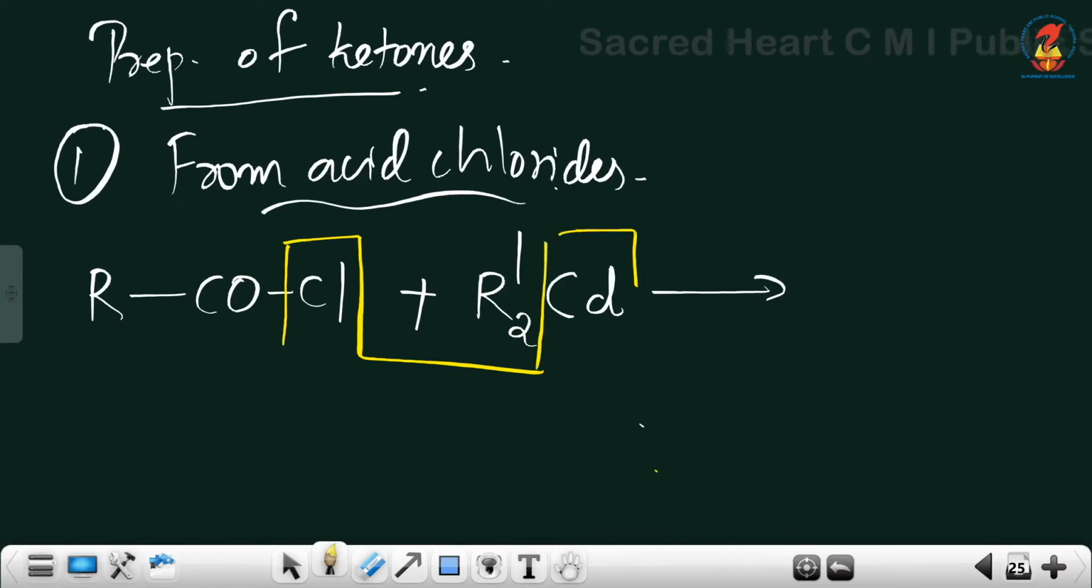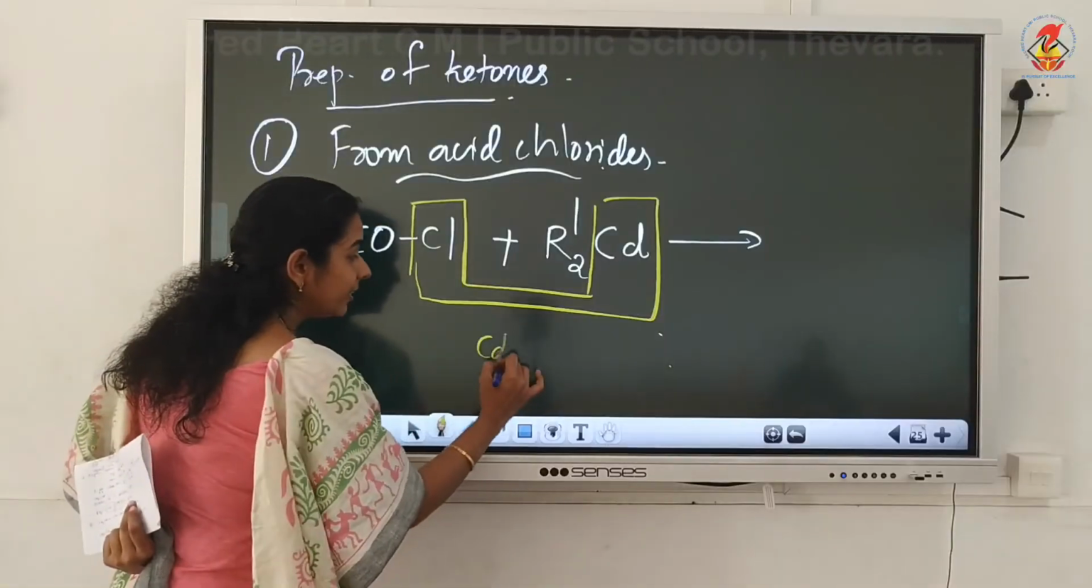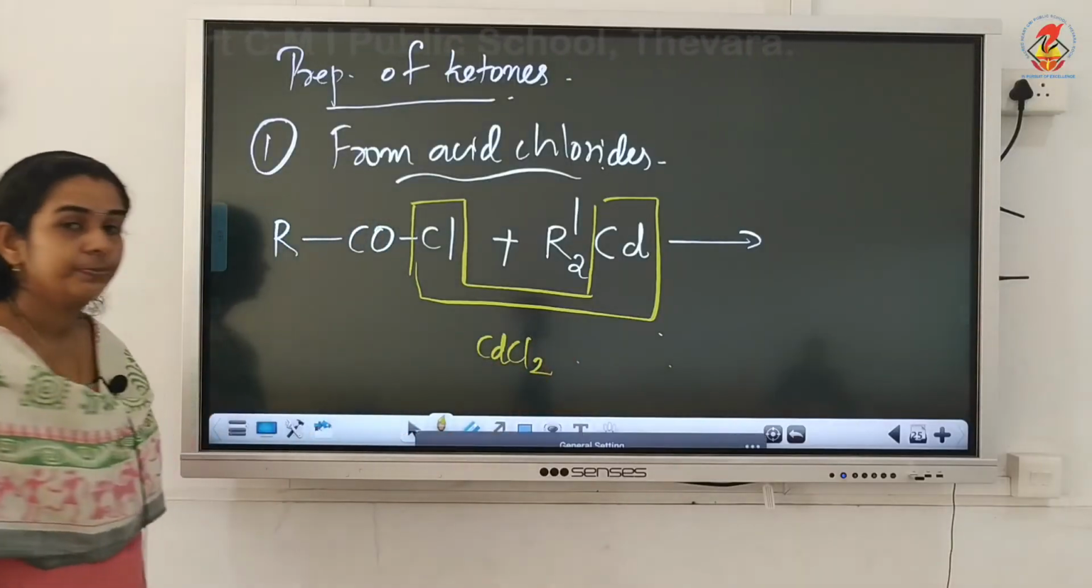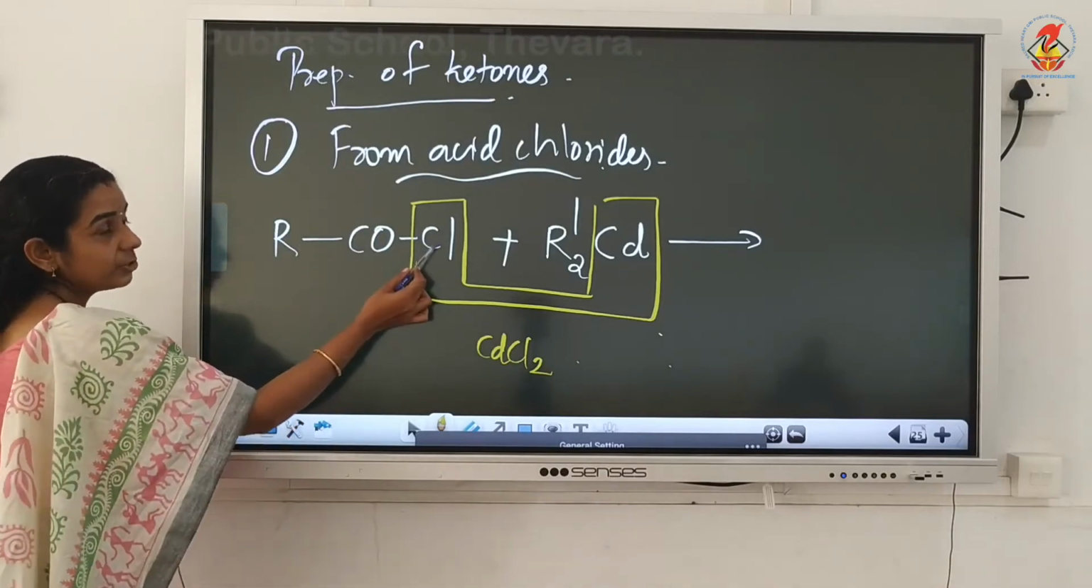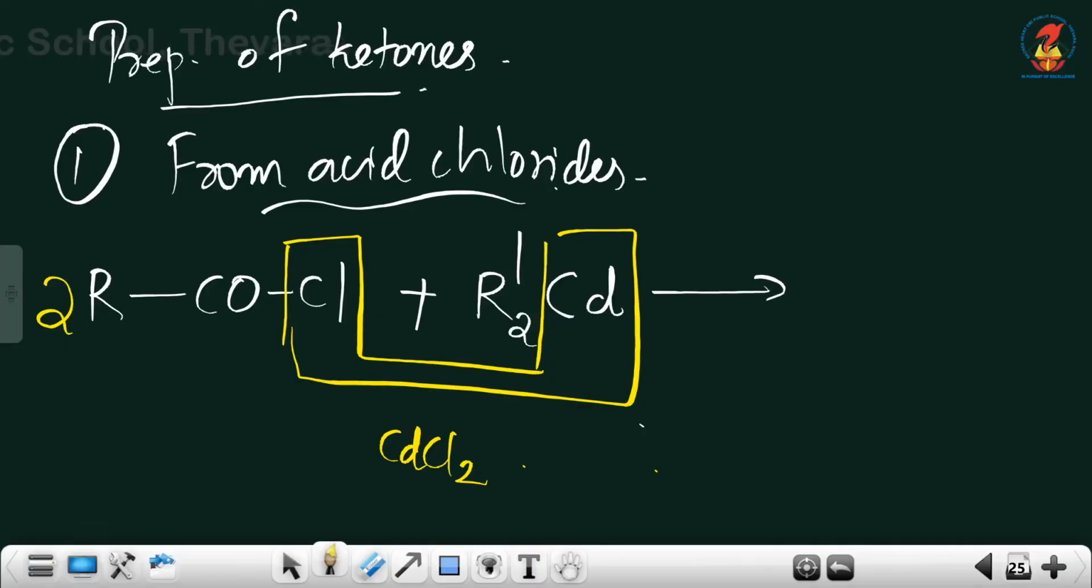Cadmium chloride. So in order to eliminate cadmium chloride, the formula is CdCl2. Here there is only one chlorine, so how many acid chlorides do we have to take? Two.